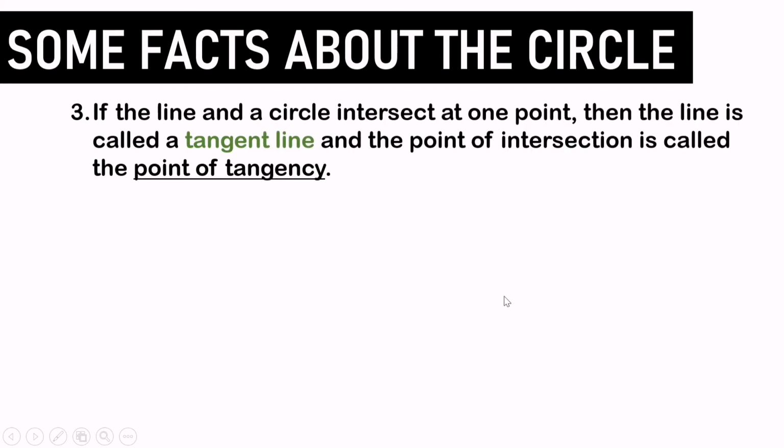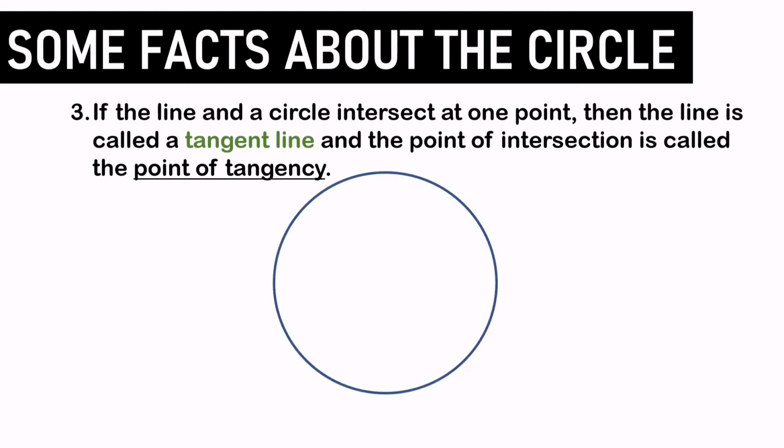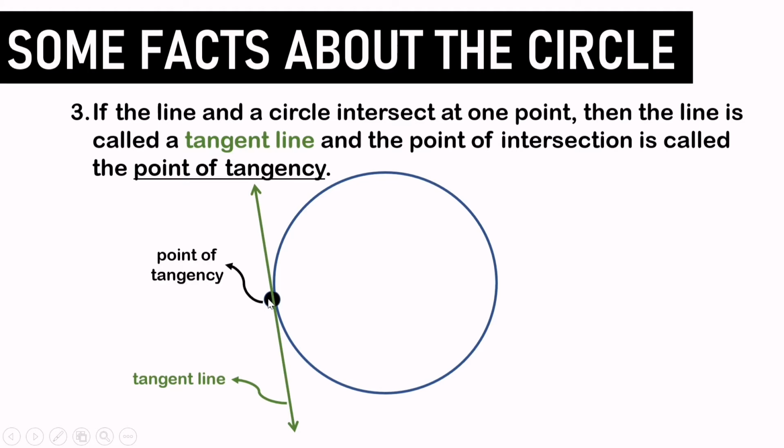Next, number 3, if the line and a circle intersect at one point, then the line is called a tangent line, and the point of intersection is called the point of tangency. So, if we have a circle and then a line that intersects at one point, this line is called the tangent line, and this point is the point of tangency.